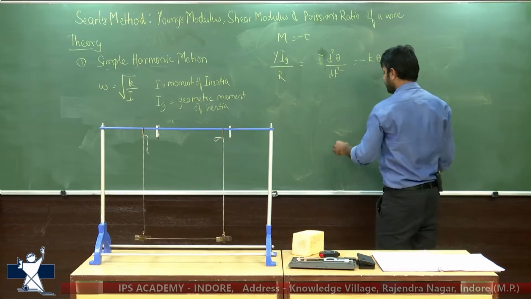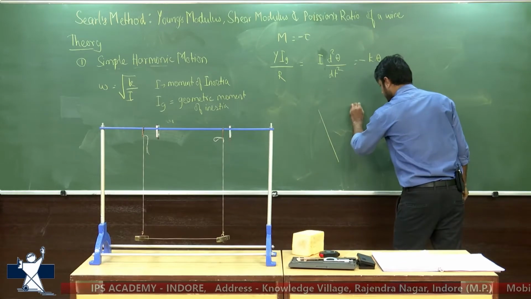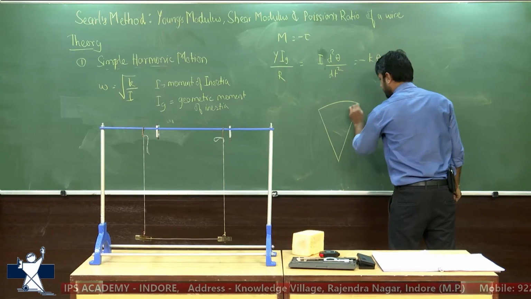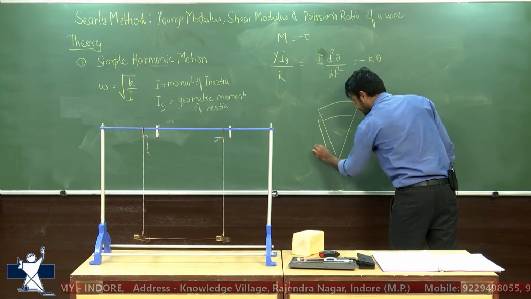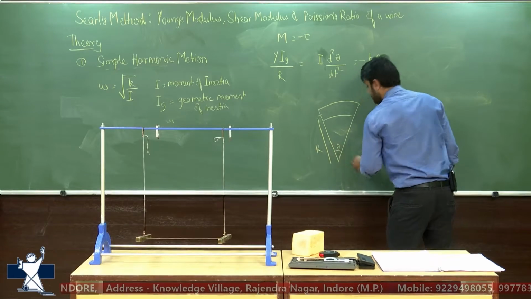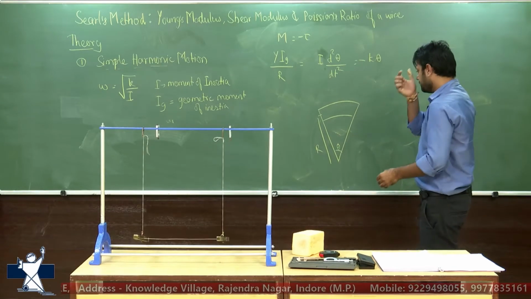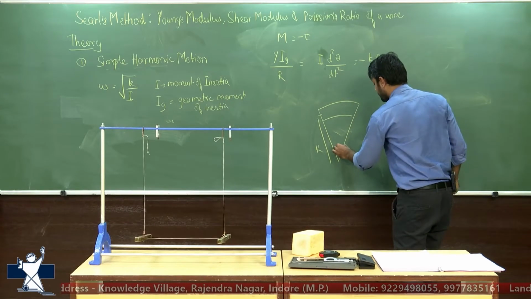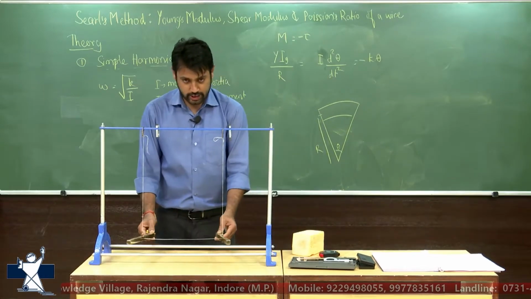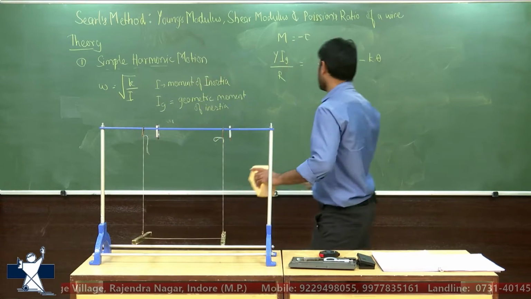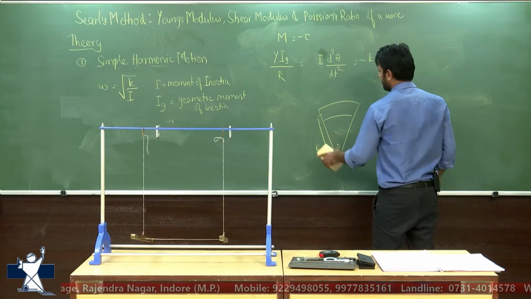So R will be equal to what? This is your bending, this is your R, and this is your theta. Okay, so I'm going to draw this apparatus again, and so we can actually relate what theta is.